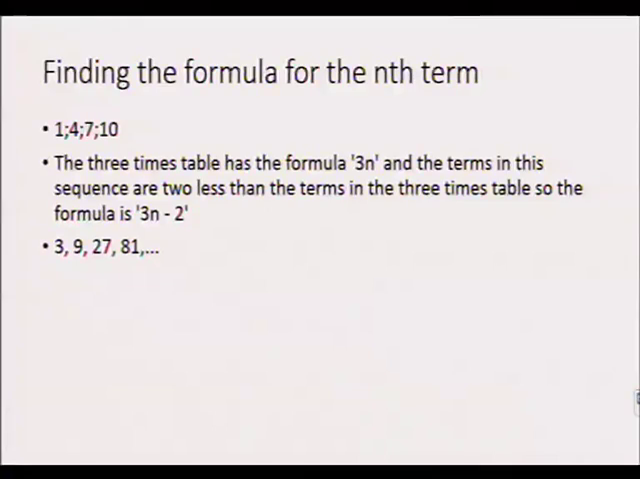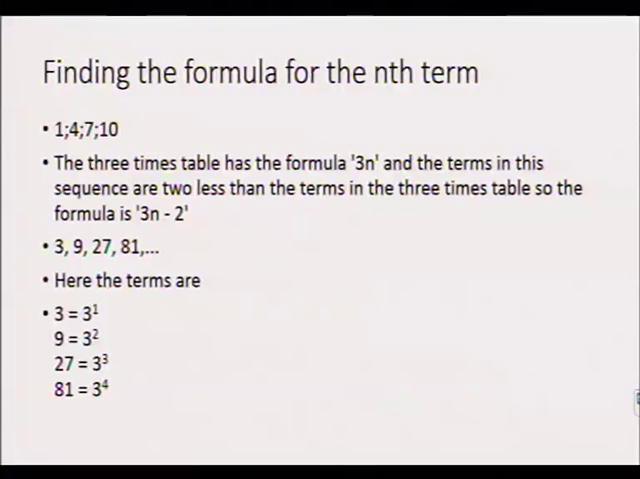Now, for example, the next one says 3, 9, 27, and 81. They are asking you to give the formula for the nth term. What we are saying is 3 is equal to 3 to the power 1, 9 is 3 to the power 2, 27 is 3 to the power 3, and 81 is 3 to the power 4. So what will be your nth term? Simply, your nth term will be 3 to the power n. That's your nth term.